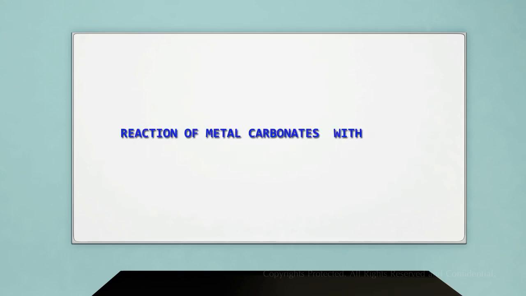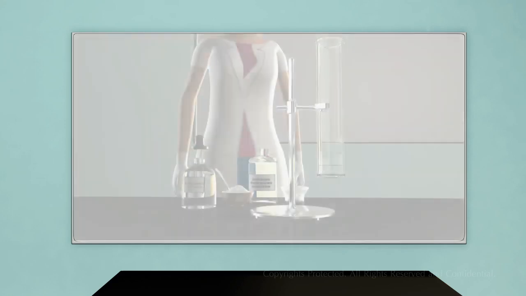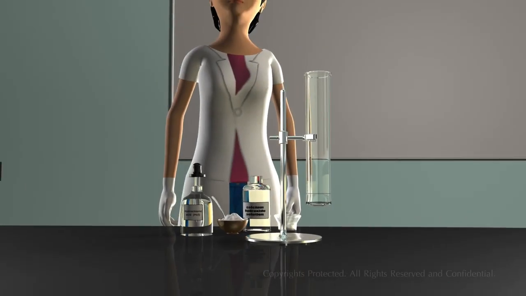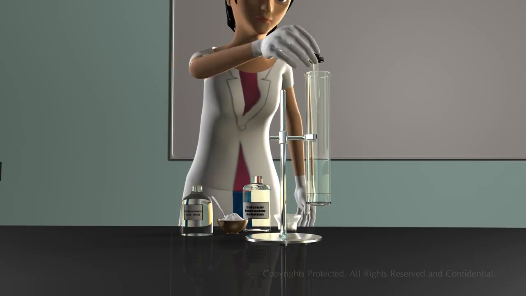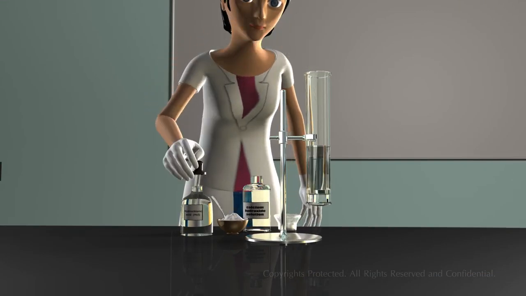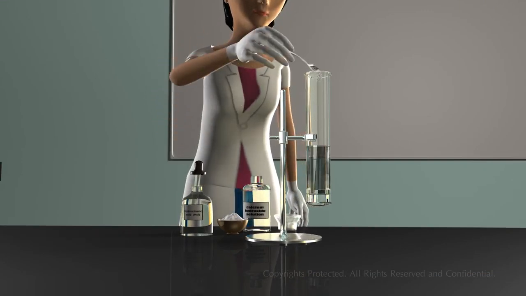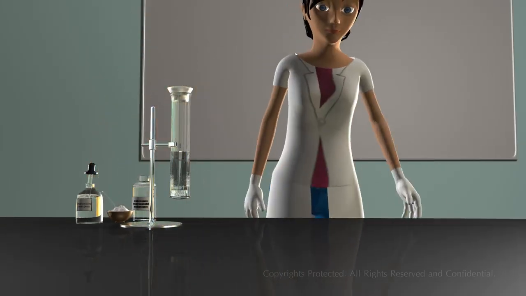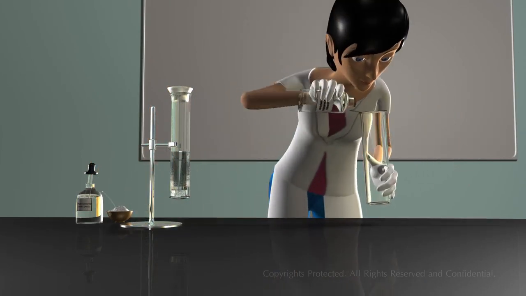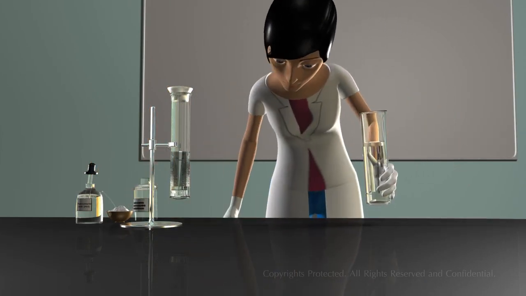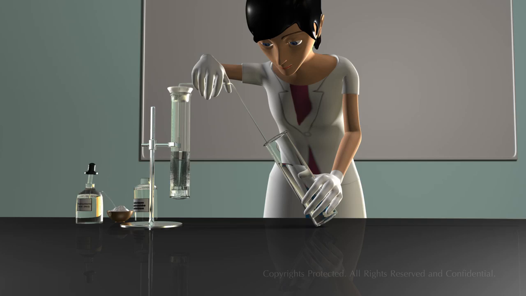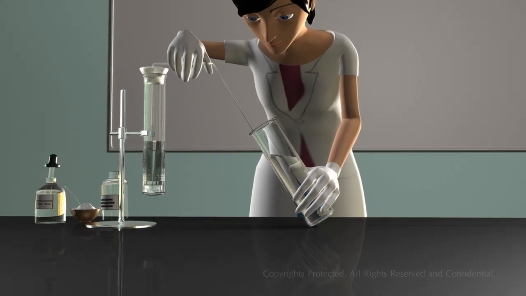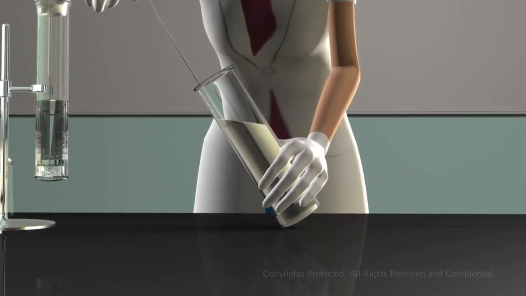Reaction of metal carbonates with acids. Take some drops of dilute hydrochloric acid in a test tube. Then add some sodium carbonate into it. Now place a test tube containing calcium hydroxide solution at the other end of the delivery tube, so that the gas formed in the first test tube will be passed on to the calcium hydroxide solution.